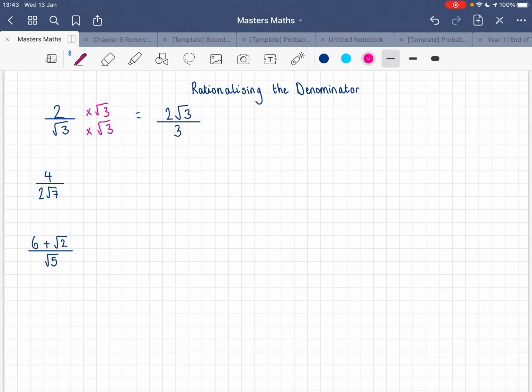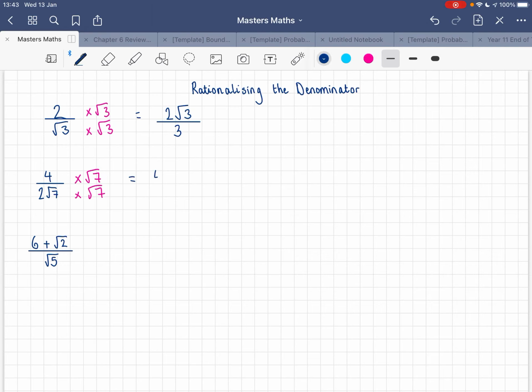The next one, I have 4 over 2 root 7. Now, if you wanted to, you can multiply the top and the bottom by 2 root 7. You can multiply it by that full term on the denominator of the fraction. However, that would mean that you have to do more simplifying at the end to make sure that your fraction is in its simplest form. So I'm only going to multiply by the root 7, which is still going to serve the purpose of cancelling out the third and leaving me with a rational number on the denominator of the fraction.